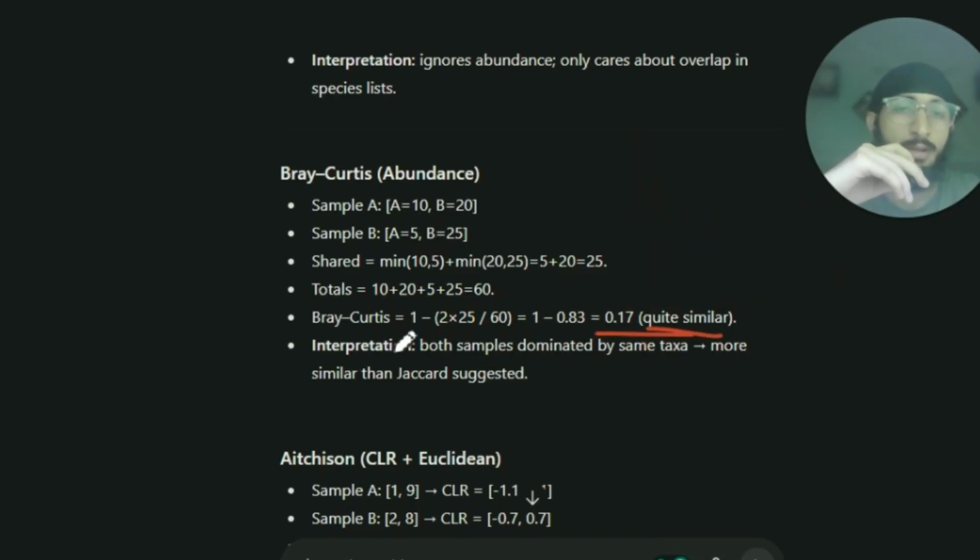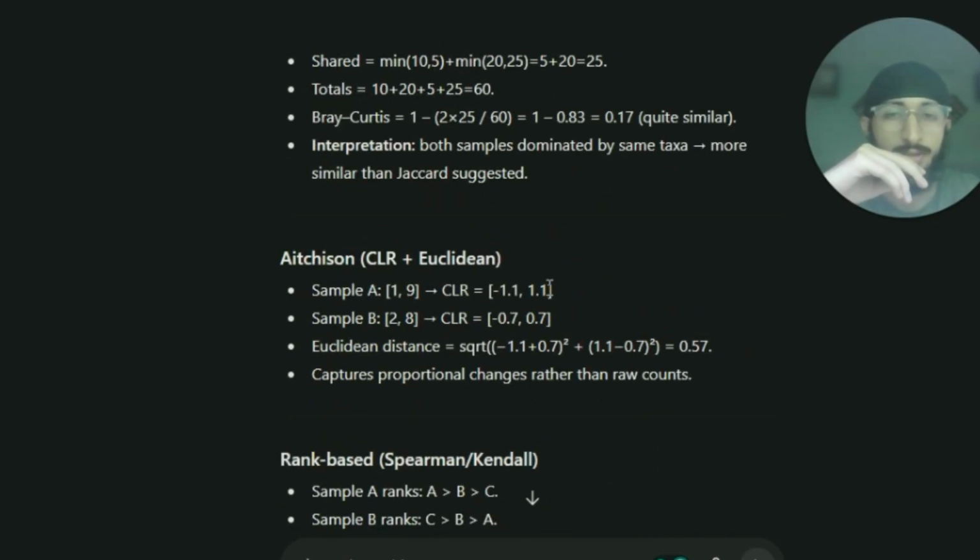That is quite similar. So both samples are dominated by the same taxa, more similar than Jaccard suggested. Then we have the CLR. For CLR, we get the CLR values, that is the sample upon the geometric mean of those samples, and we calculate the Euclidean distance, so it captures the proportional changes rather than the raw counts. Euclidean distance we'll calculate between these 2 points: minus 1.1 plus 0.7 whole square, plus 1.1 minus 0.7 whole square, and the square root.